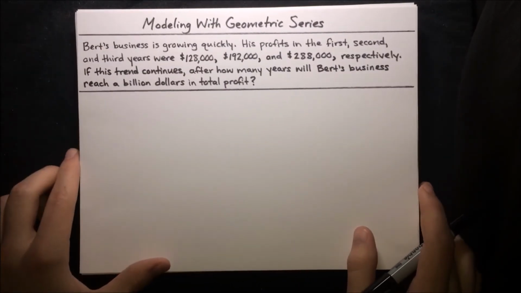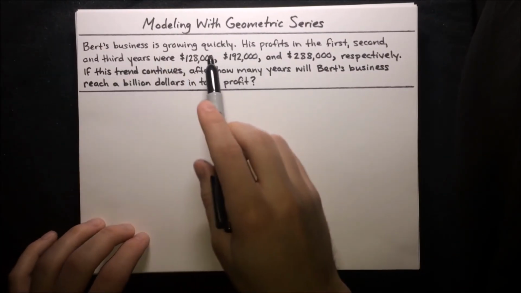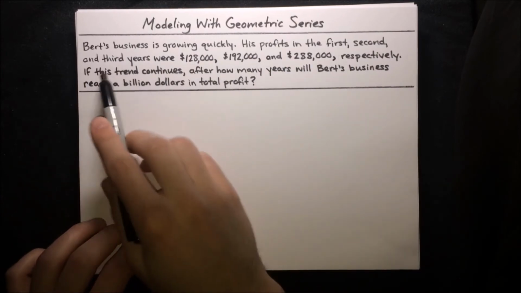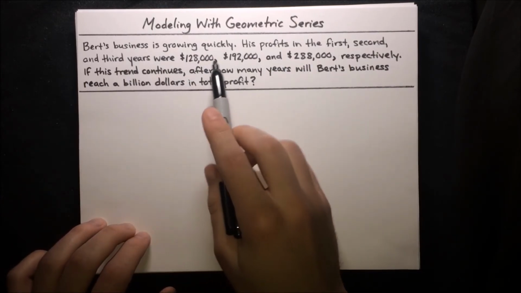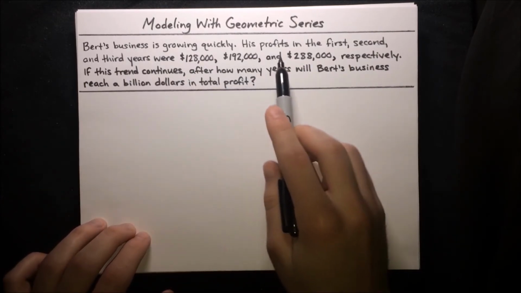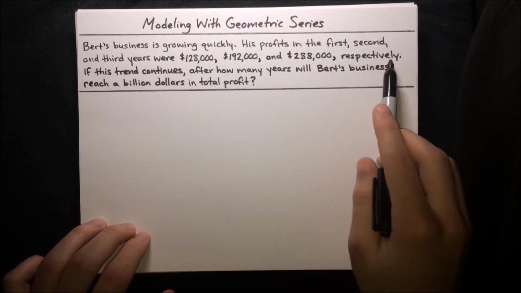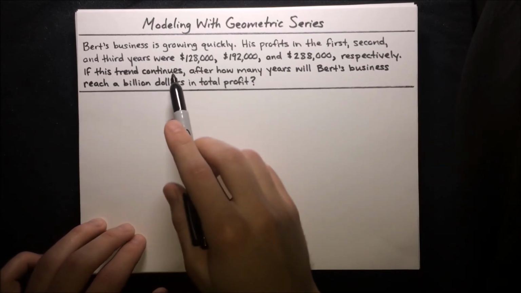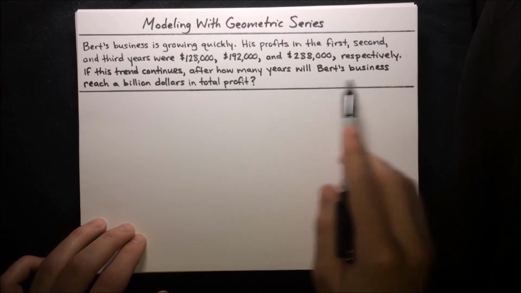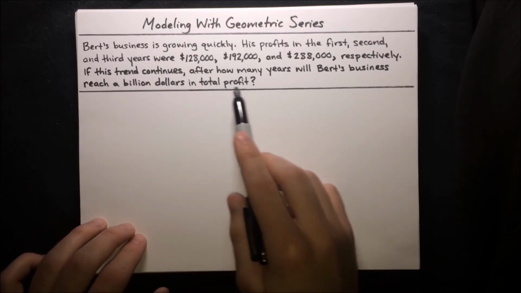Here's the final problem. Bert's business is growing quickly. His profits in the first, second, and third years were $128,000, $192,000, and $288,000, respectively. If this trend continues, then after how many years will Bert's business reach $1 billion in total profit?